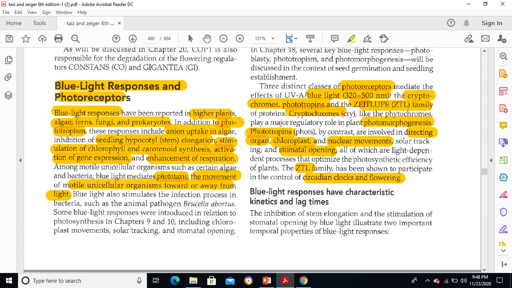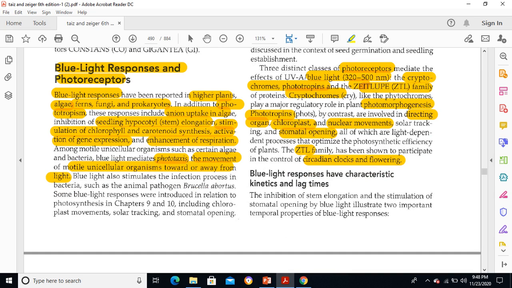Like phytochromes, cryptochromes also play a major regulatory role in plant photomorphogenesis. Phototropins, another blue light sensing photoreceptor, are involved in chloroplast movement. It is important, it is there in the CSIR syllabus. C part questions will be there. Stomatal opening, that is also important. CSIR syllabus, C part questions they are asking. And nuclear movement, solar tracking, etc.